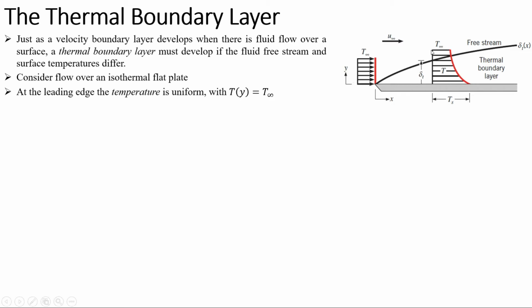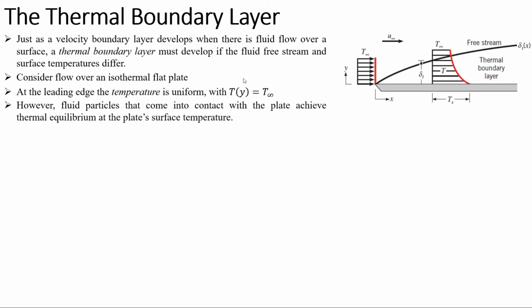For example, like this T profile, the layer of the fluid which comes in contact with the surface having temperature Ts will have the same temperature Ts, and if you move in the y direction it will gradually decrease. So within the thermal boundary layer, the temperature of the fluid is a function of y, and the leading edge means the point where the fluid starts approaching the plate. This point is known as the leading edge.